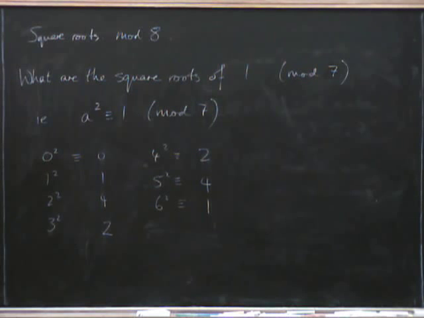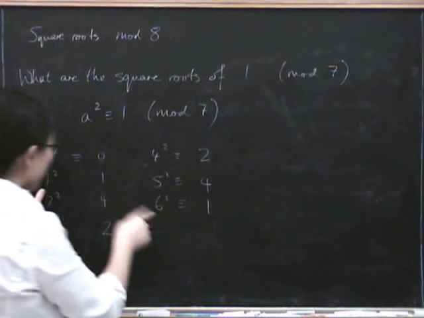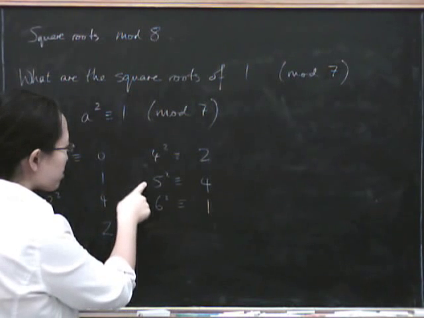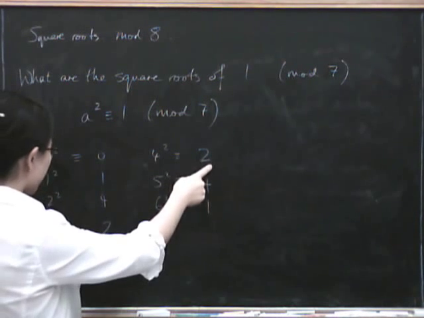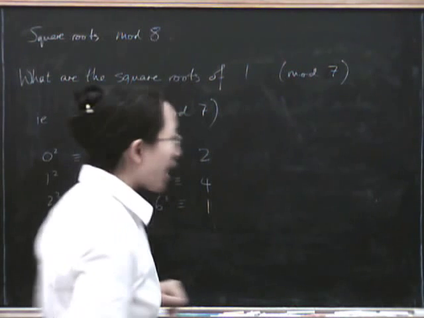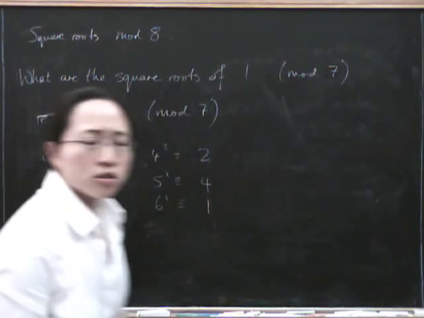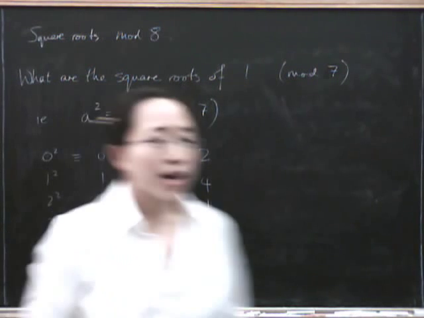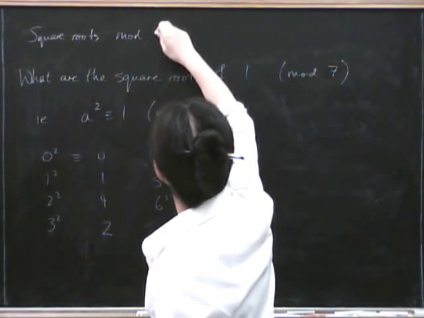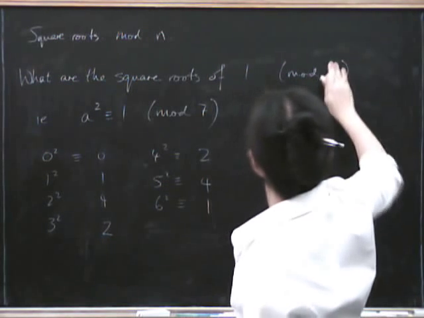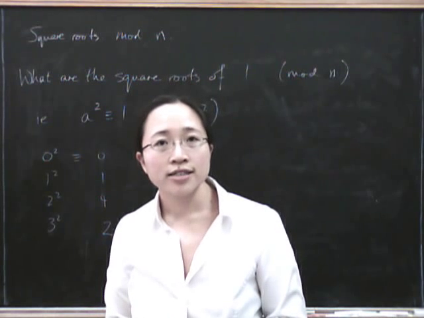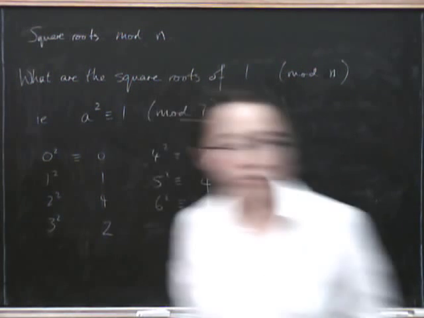So now it's a bit more sensible, right? 1 only has square roots plus and minus 1. 4 only has square roots plus and minus 2, and 2 has square roots plus and minus 3. So here, everything has 2 square roots. So why don't you try for different values of n, having a look and seeing how many square roots everything has, and see if you can work out what's going on.